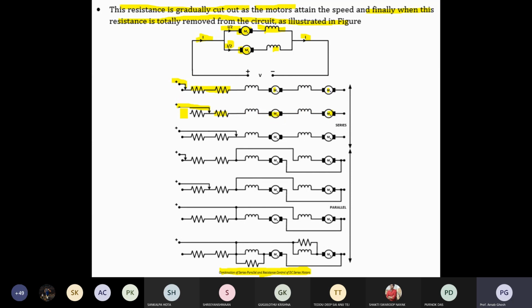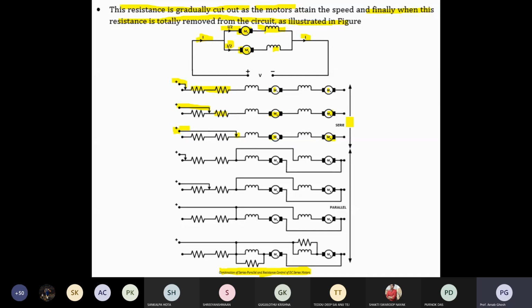Then the motor starts again. Gradually the back EMF is developed, so then you can bypass the entire resistance path. So the two resistances are bypassed. The total voltage appears across both motors. That is the series configuration, up to this position.